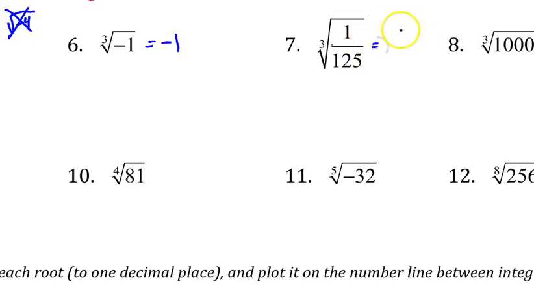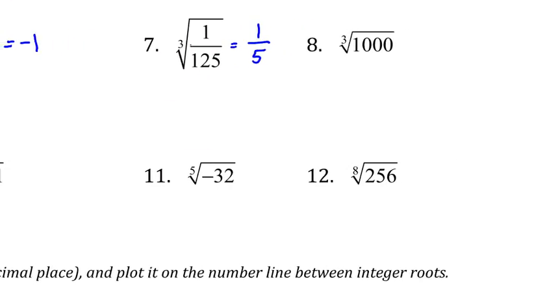Number 7, very similar to the one above. Well, what times itself 3 times is 125? You guys found out it's 5. And after a while, you kind of get used to these, kind of like multiplication tables. You just know them. For 4, it's like 4, 16, 64, 216. You just start memorizing the multiples, just like you did the times tables.